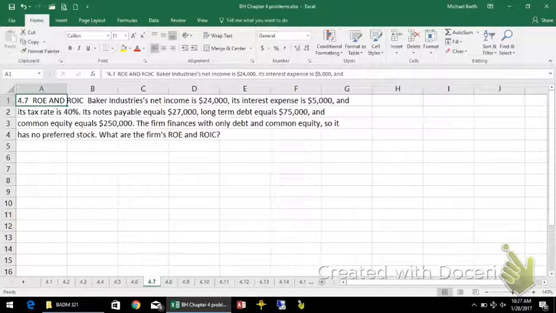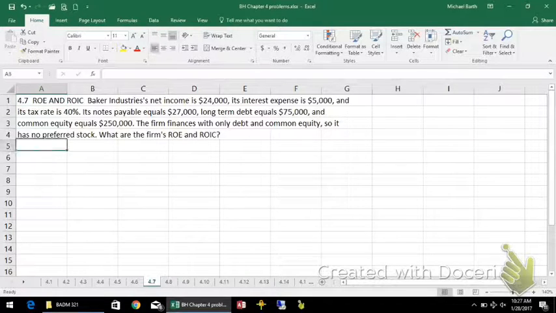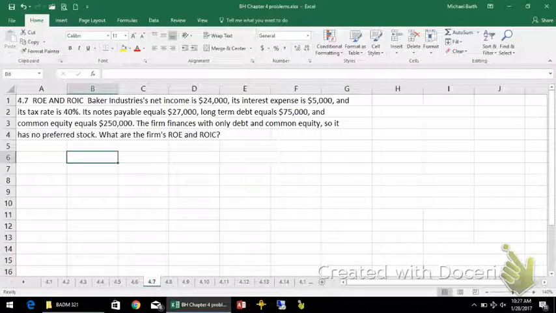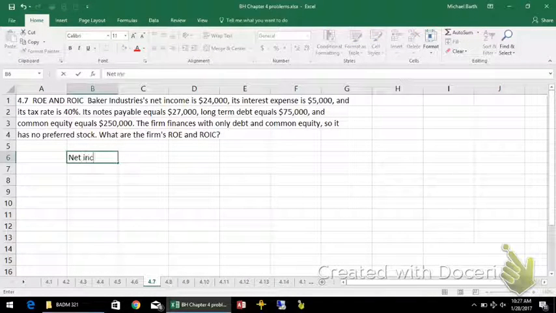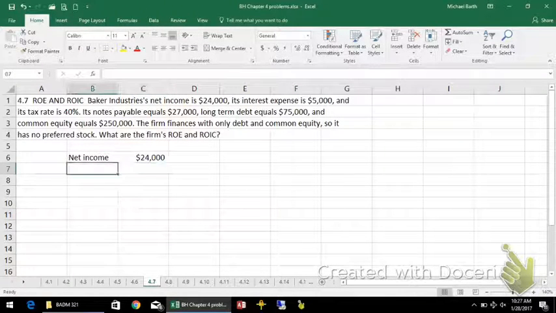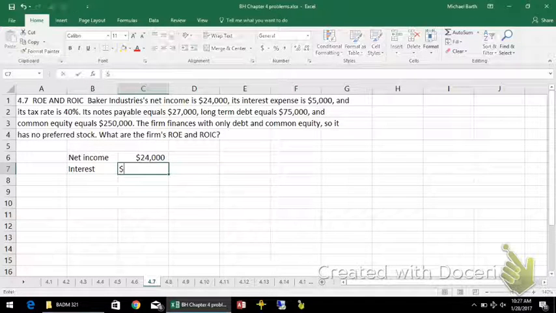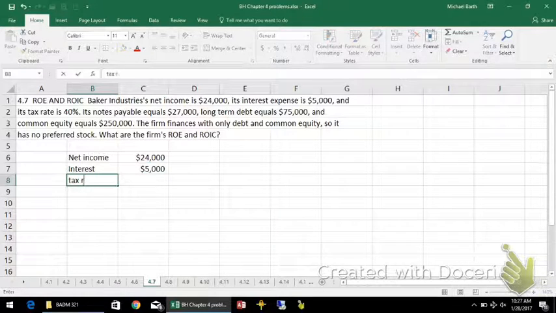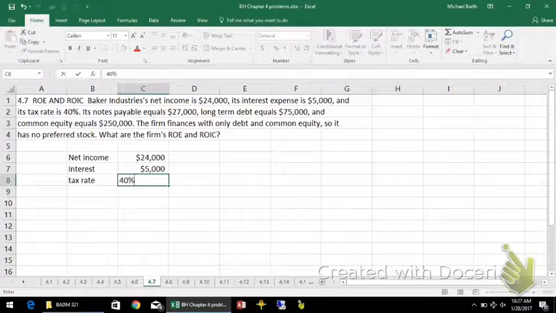This is problem 4.7 from Chapter 4 of Brigham and Houston, Fundamentals of Financial Management, Concise 9th edition. First thing you should always do is write down what you know. Net income is $24,000. Interest expense is $5,000. The tax rate is 40%.